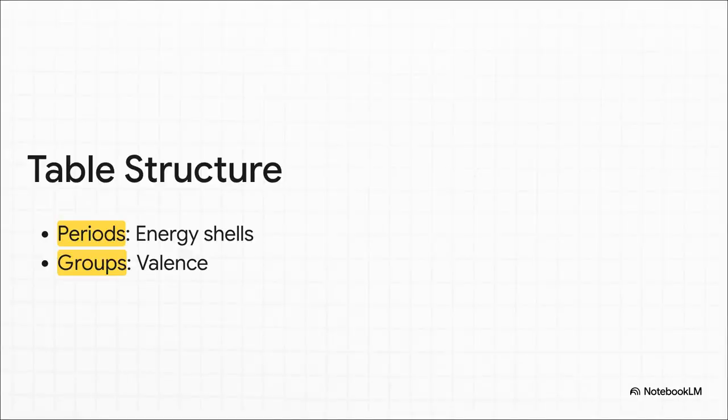The secret code, so to speak, lies right there in the rows and columns. The horizontal rows, we call those periods, tell you exactly how many energy shells the electrons occupy. Then you have the vertical columns, the groups, and these tell you how many electrons are hanging out in the very outermost shell. We call those valence electrons. So let's say you're looking at period 3, group 2, bam! That's 3 energy shells with exactly 2 electrons on the outside. It's a literal coordinate system for atomic structure.